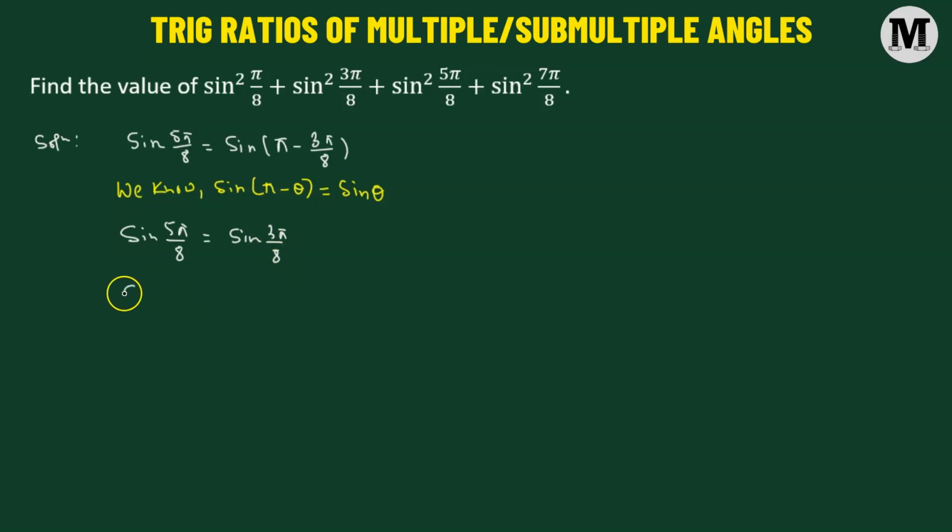So if we square both sides, we're going to get sine squared 5 pi over 8. That will be equivalent to sine squared 3 pi over 8.